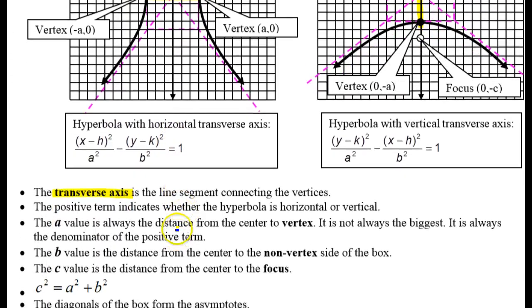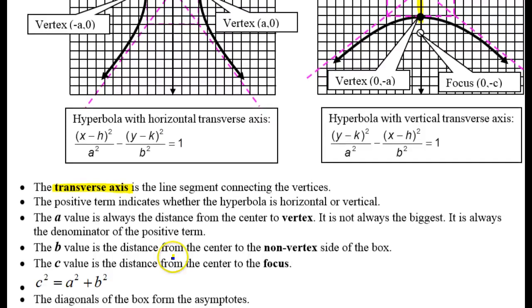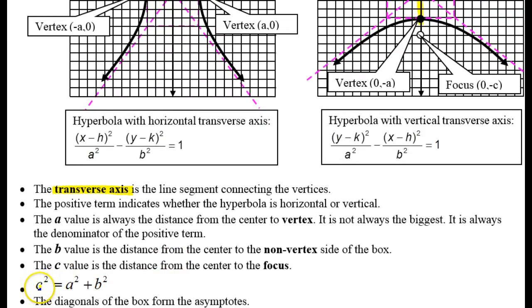There's one more big change you have to watch out for compared to ellipses. The relationship between A, B, and C. For ellipses, C squared was equal to A squared minus B squared. But now for hyperbolas, C squared is equal to A squared plus B squared.